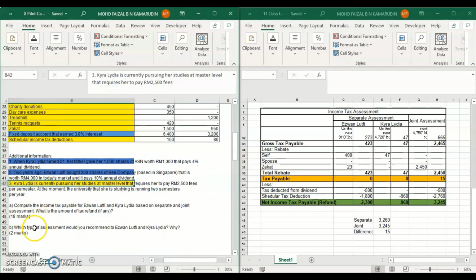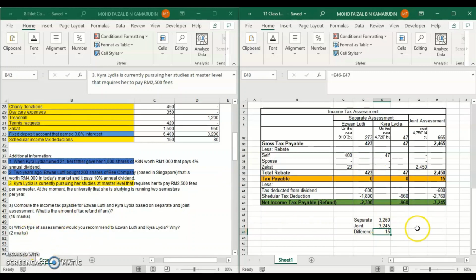So back to this question, which one is better? Obviously, the one where we're getting higher refunds. In this case, if you go for the separate assessment, this plus this, you're getting more as compared to joint. But not much for this case, only 15 ringgit. So that's how you settle question B.